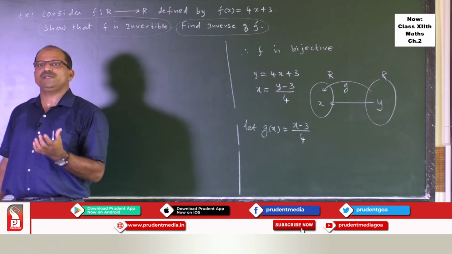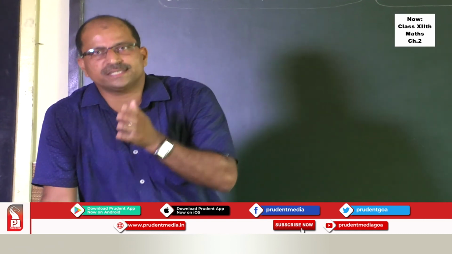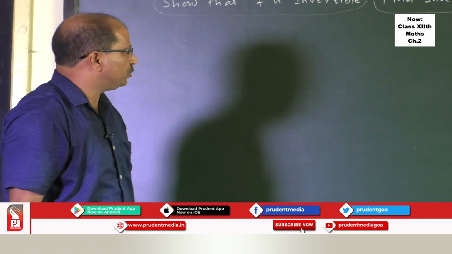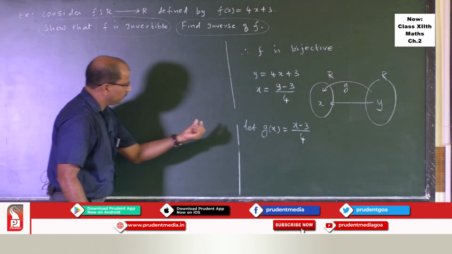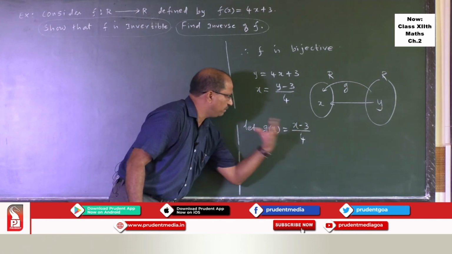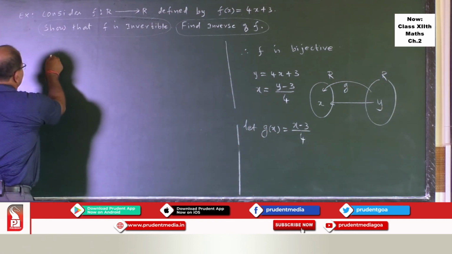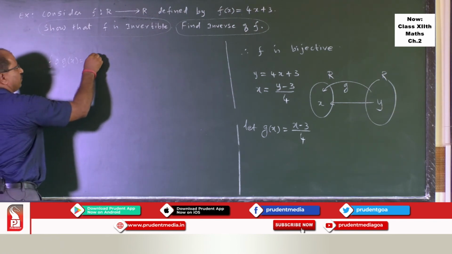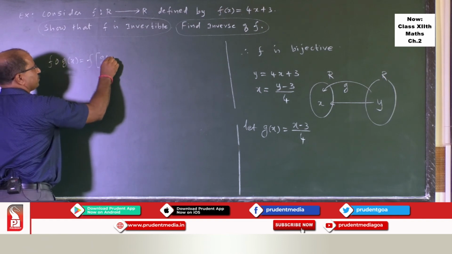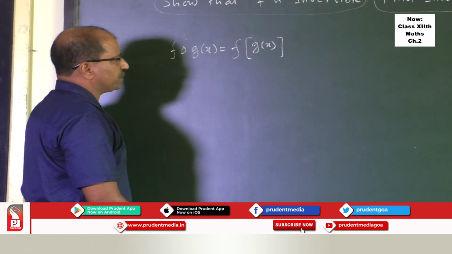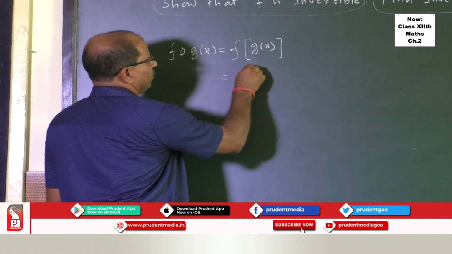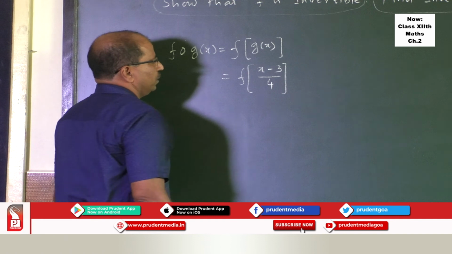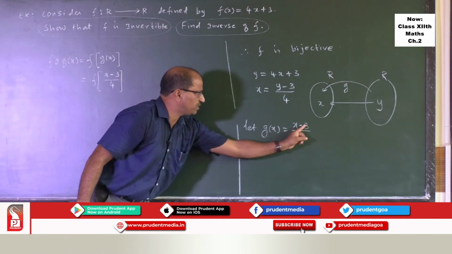So bijective means there exists a function g such that f composite g and g composite f is equal to I. So this is g(x) here, g(x) equal to (x minus 3) divided by 4. So let us find f composite g of x, and f composite g of x is f of g of x, and therefore this is f of (x minus 3) divided by 4. Because g of x we have defined as (x minus 3) divided by 4.